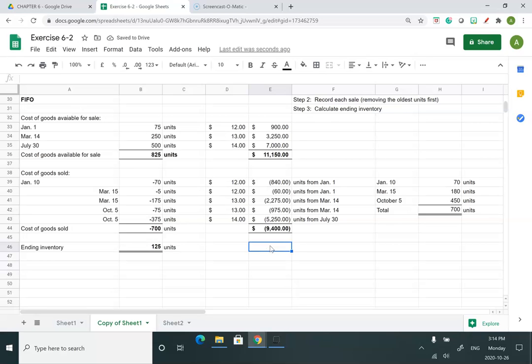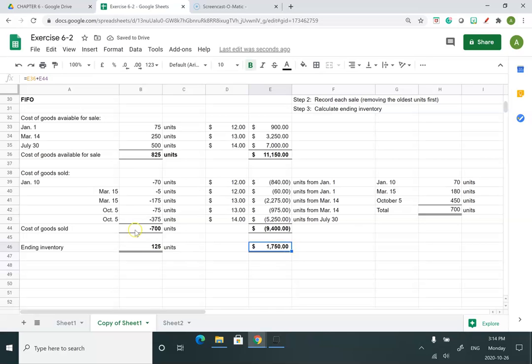Now I'm going to do the same thing and see my value. If I take my cost of goods available for sale, that's the price of the lipstick, and then minus what we sold, so the cost that we moved over onto the income statement, that leaves me with 1,750 in my ending inventory.